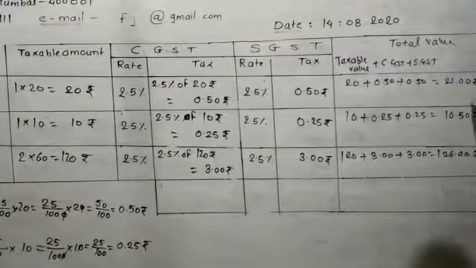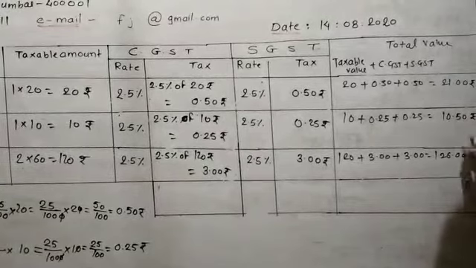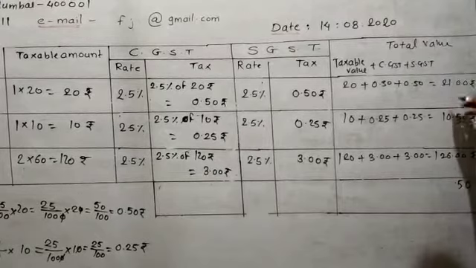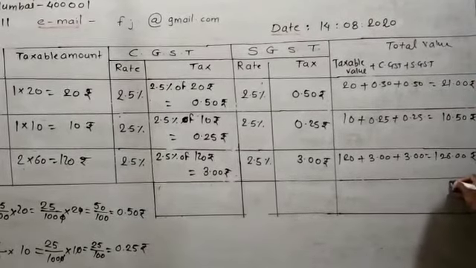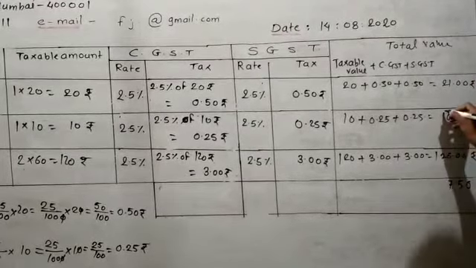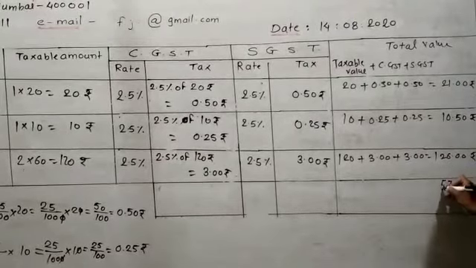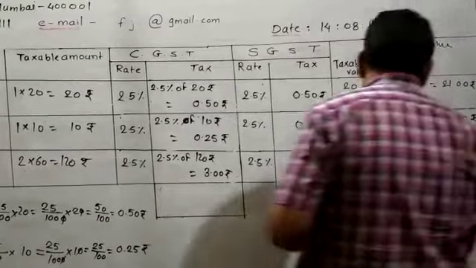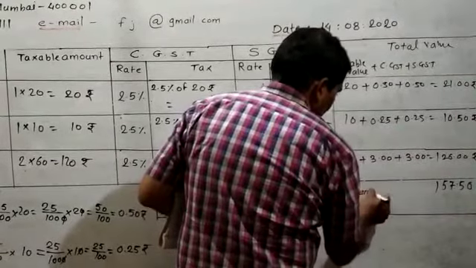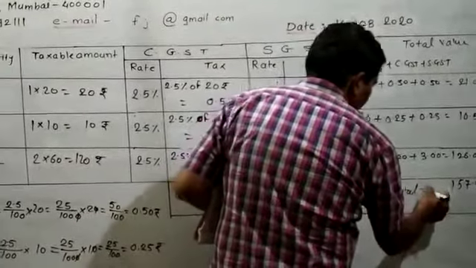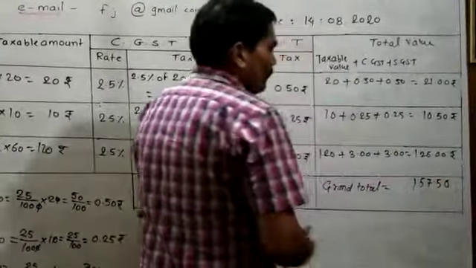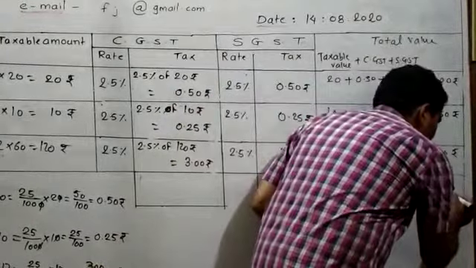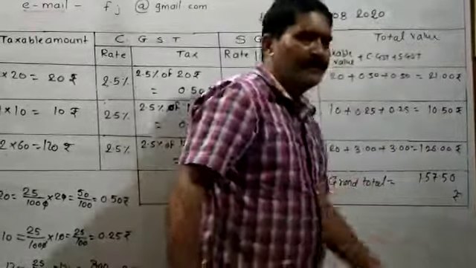You have to do the addition of this. 0 plus 0 plus 0 is equal to 0. 0 plus 5 plus 0 is equal to 5. Then here 1 plus 0, 1 plus 6, 7. Then 2 plus 1, 3. 3 plus 2, 5. And this one as it is. Then I will say that this grand total is equal to 157.50 rupees, means 157 rupees and 50 paise.